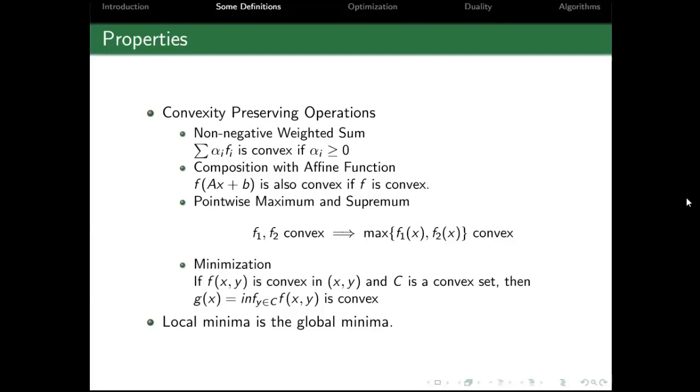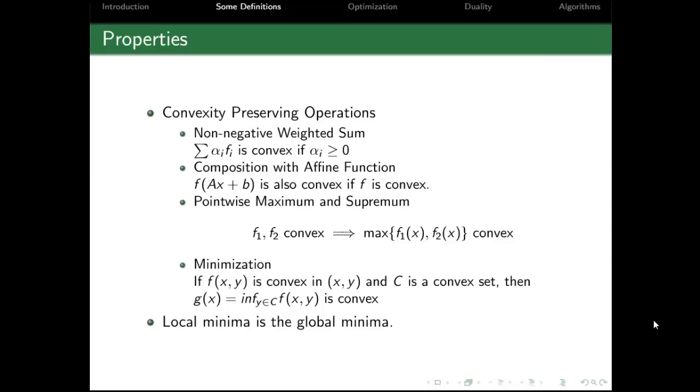Minimization. If we look at a two variable function f(x, y) which is convex, then if we try to minimize the function along any one variable in a convex set, the resultant function is also a convex function.